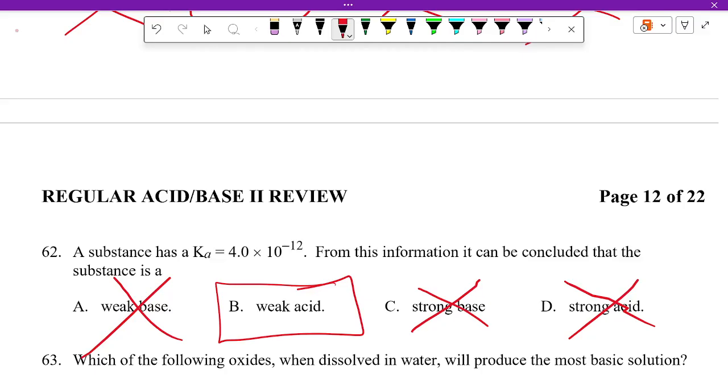Well, no, the question says it has a Ka. So you can conclude from that that it is an acid. Because it says, what can you conclude from that? So you know it's an acid. You know nothing about its status as a base, but from that you know it is an acid. Cool.